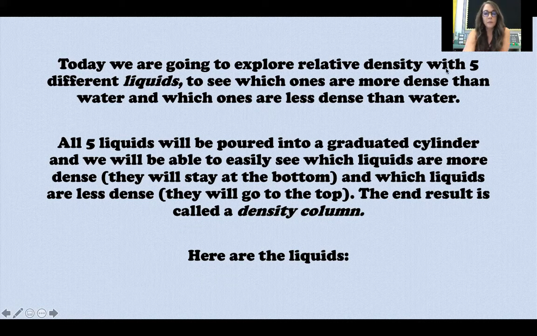All 5 liquids will be poured into a graduated cylinder, and we will be able to easily see which liquids are more dense because they will stay at the bottom, and the liquids that are less dense will go to the top. So the end result is what's called a density column, because we're going to have all the liquids in a graduated cylinder stacked on top of each other, easily being able to see which ones are less dense and more dense.